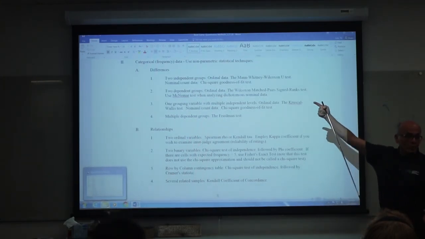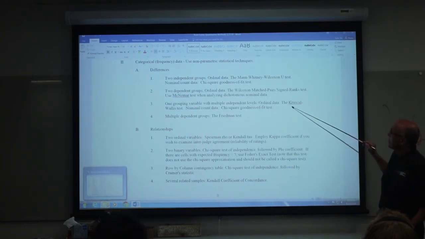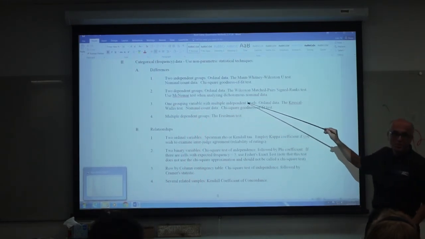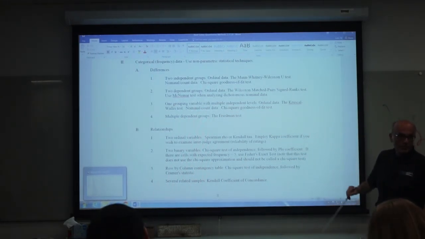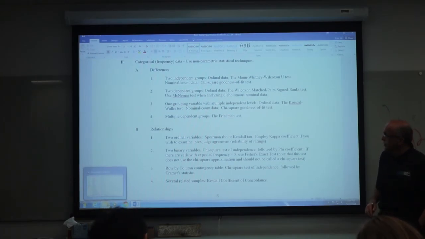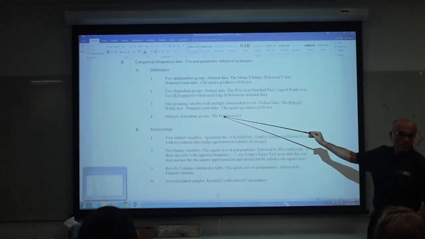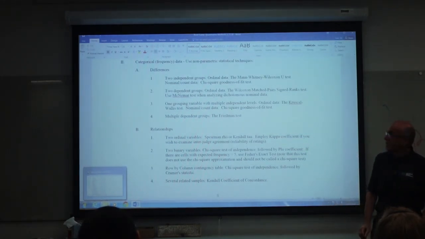Analogous to one-way ANOVA is the Kruskal-Wallis test for ordinal variables. If the data are nominal or count, there's a chi-square goodness of fit test. Multiple dependent groups is a test called the Friedman test.